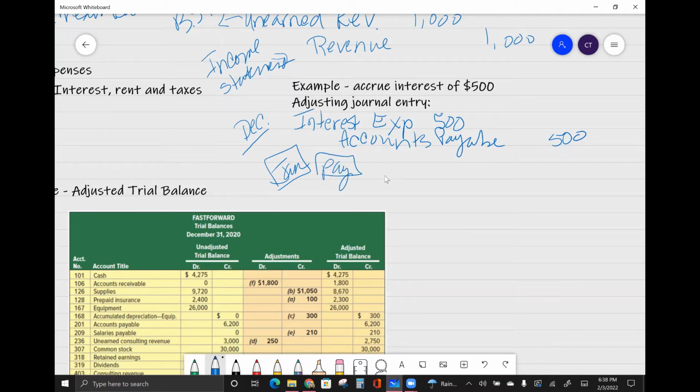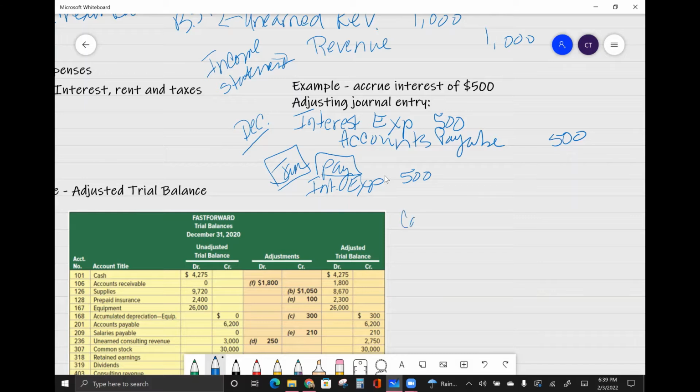And let's say that the total interest is $1,000. So in January, do you think that I'm going to expense the whole 1,000? The whole 1,000 is not for January, right? Only a portion of it. So for January, my interest expense would be 500. But I have to pay 1,000.